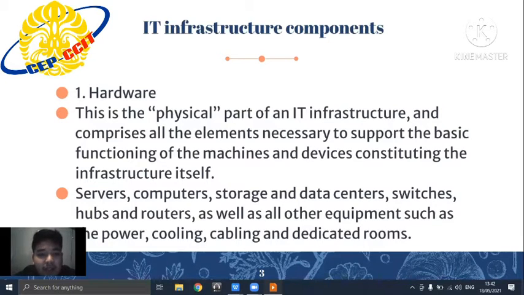Next part is the IT infrastructure components. First is hardware. This is the physical part of an IT infrastructure and comprises all the elements necessary to support the basic functioning of the machines and devices constituting the infrastructure itself. Servers, computers, storage and data centers, switches, hubs and routers, as well as all other equipment such as the power, cooling, cabling and dedicated rooms.